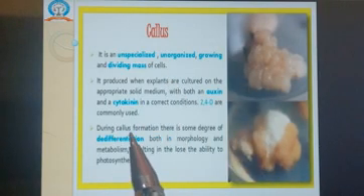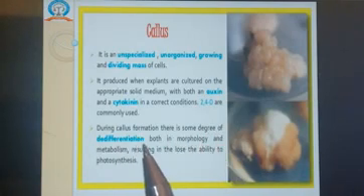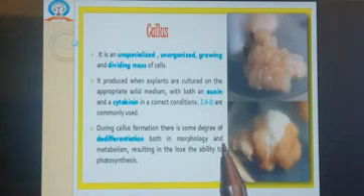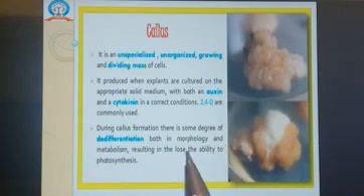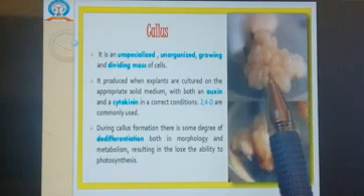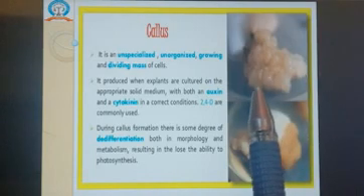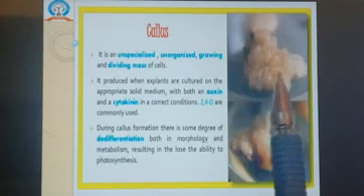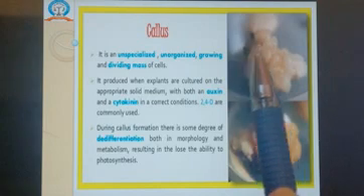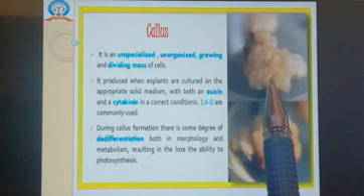During callus formation there is some degree of de-differentiation both in morphology and metabolism, resulting in the loss of the ability of photosynthesis. You can see here the color of the callus. The callus is brown in color, not green, which means de-differentiation, a loss of the ability to photosynthesize. The photosynthetic pigment, which is the green pigment, is totally absent here.